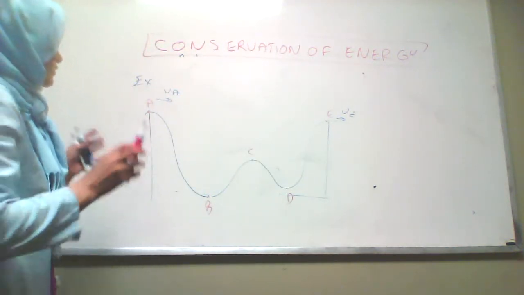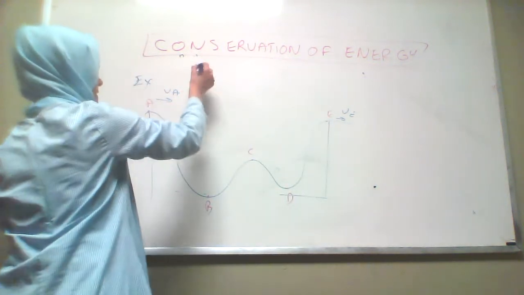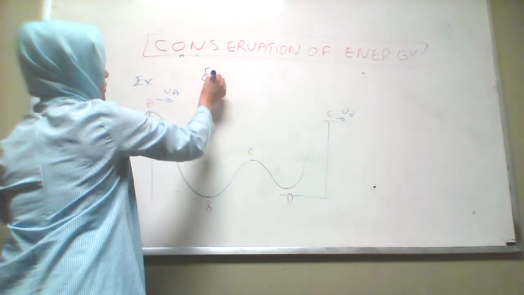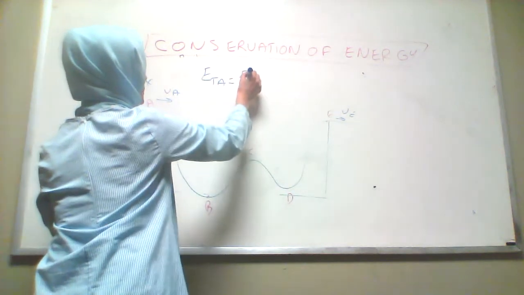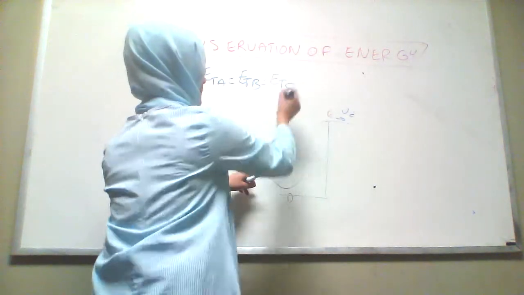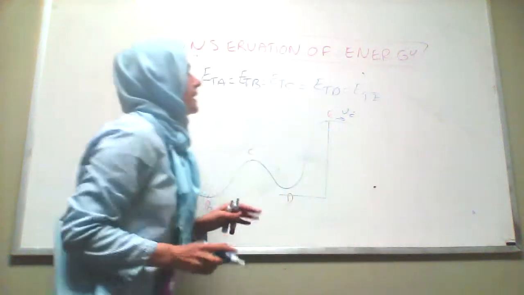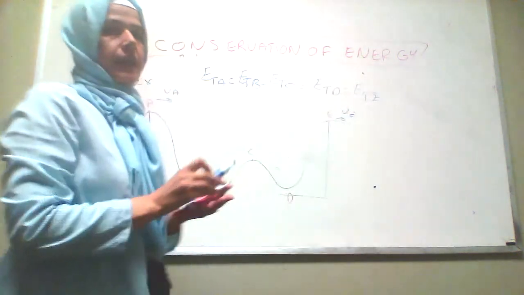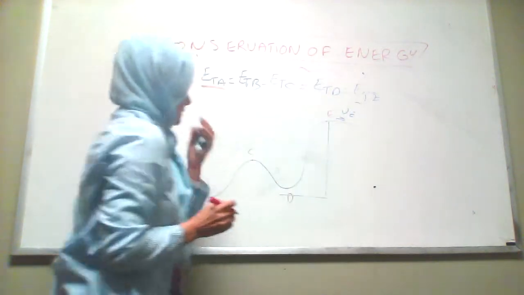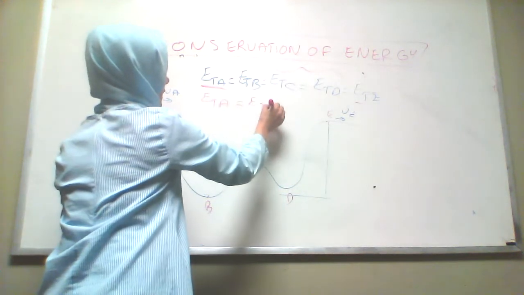If there's no friction, energy is conserved, and total energy in all these points is equal to each other. So we can say energy total at A is equal to energy total at B. It's equal to energy total at C, equal to energy total at D, equal to energy total at E. And since it's all equations, I can deal with any of them. If I'm dealing with A and E, I can ignore all the rest of the parts. So I can directly say energy total at A is equal to energy total at E.